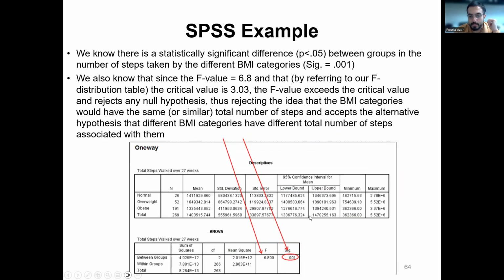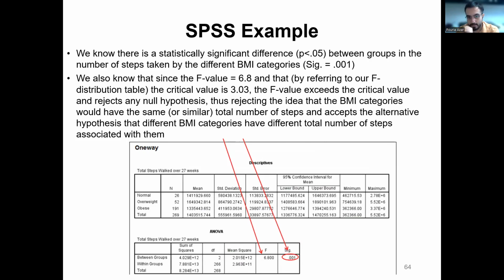This will be our SPSS output when we run one-way ANOVA. Based on looking at the ANOVA table, we will have descriptive statistics indicating the mean, standard deviation, standard error, and the sample size for each group. And then we will have an ANOVA table, which shows our F value, F test statistic, along with degrees of freedom, sum of squares, mean square, and significance or p-value.